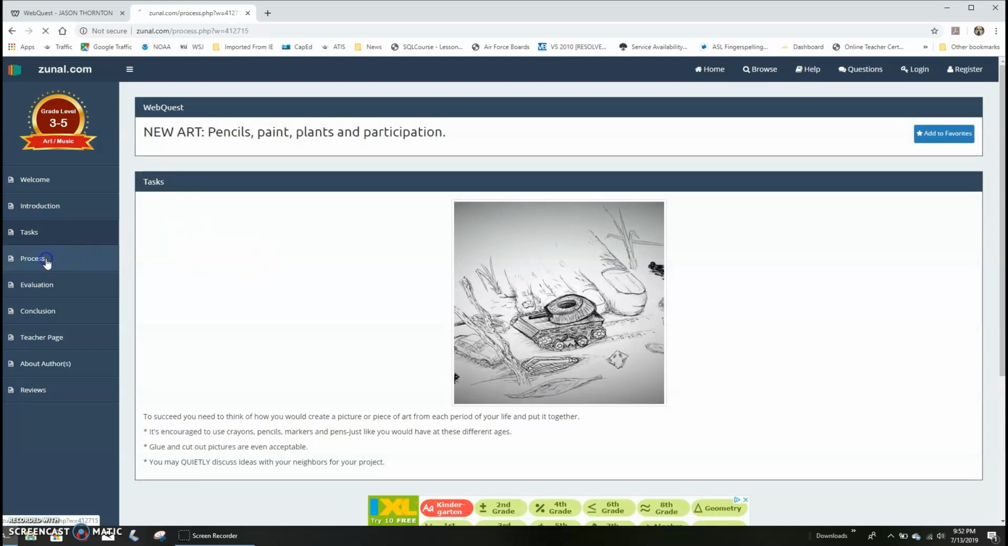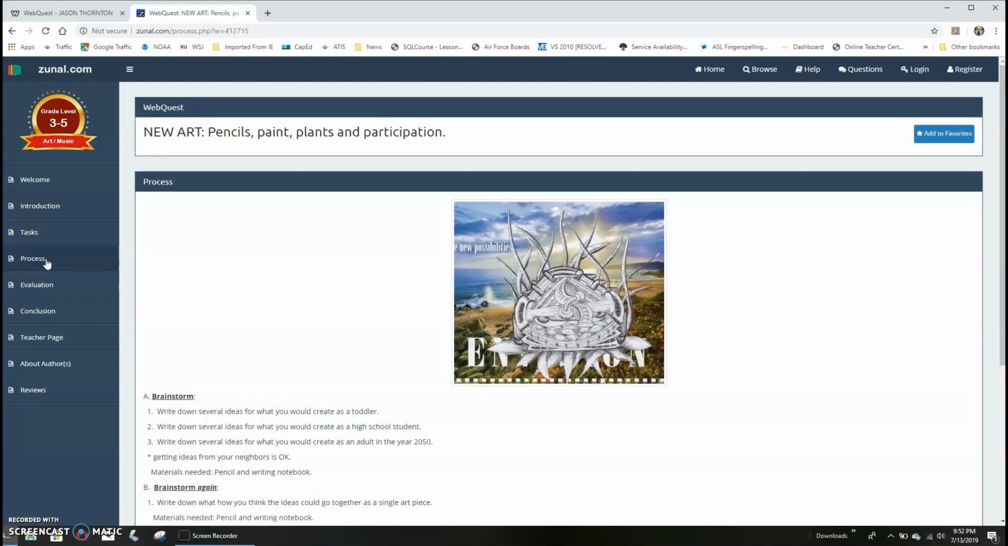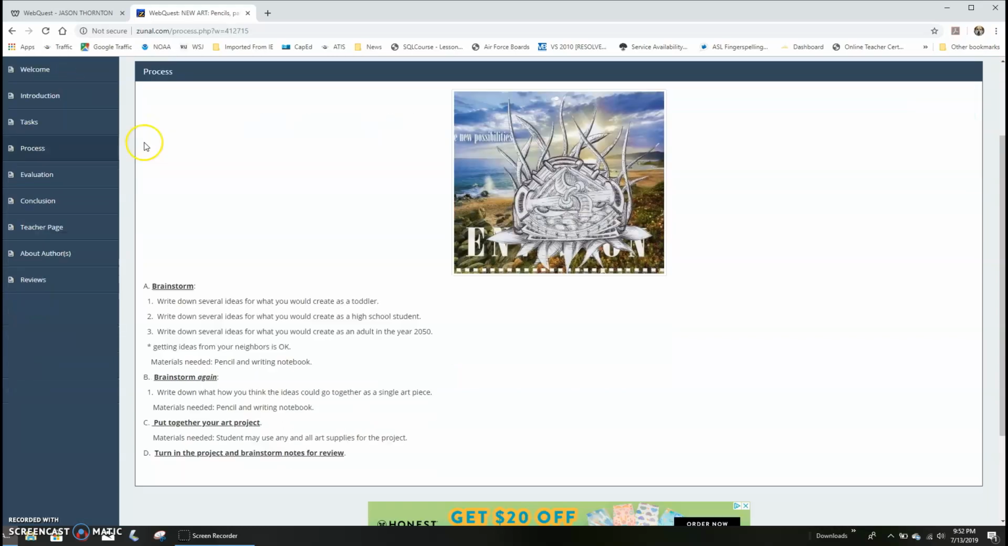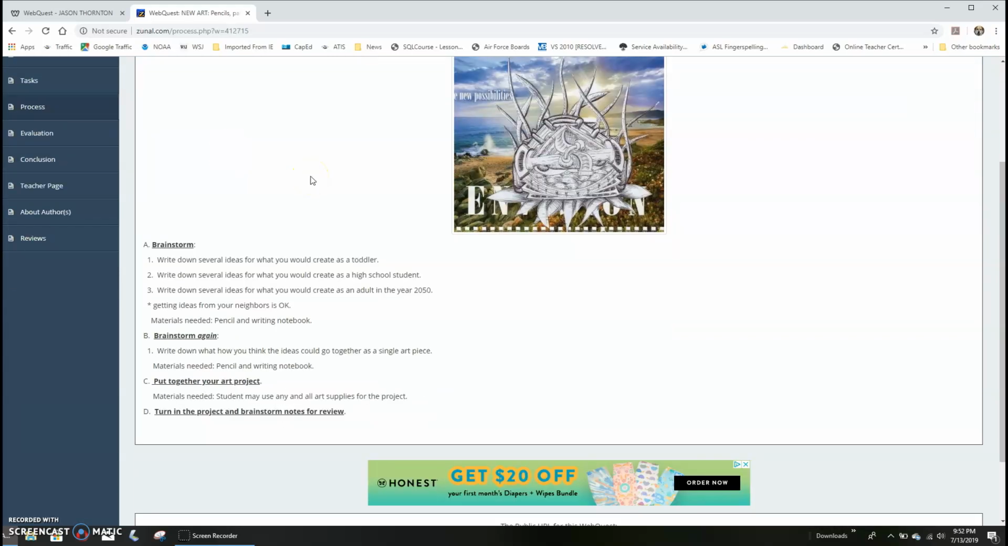The tasks were really to brainstorm what they would have done in each of these time periods, as a toddler, as a high school student, as an adult, and how their drawing styles might have been different. As a toddler, they would have used crayons. As a high school student, pencil, and maybe as an adult, pens, just kind of an idea. Once they had that brainstormed, they would brainstorm again and try to come up with ideas on how they could come together as a single art piece. And then they would put it together. Really the goal was to get them to critically think and come up with solutions.